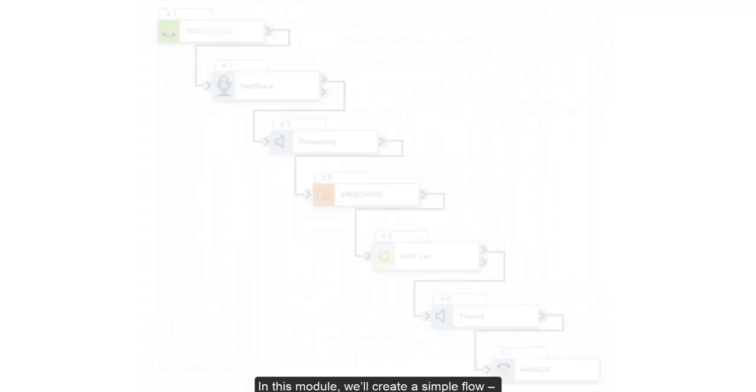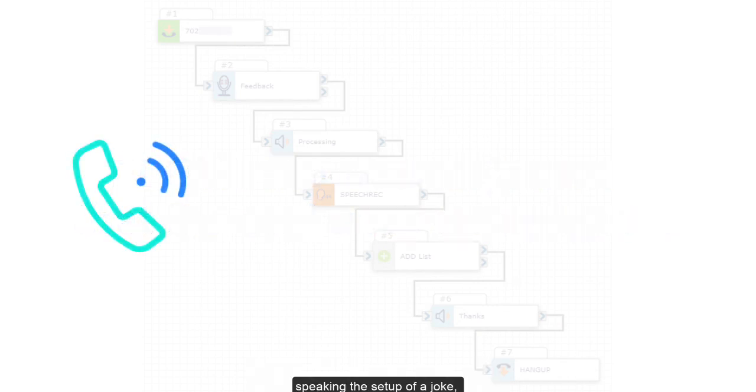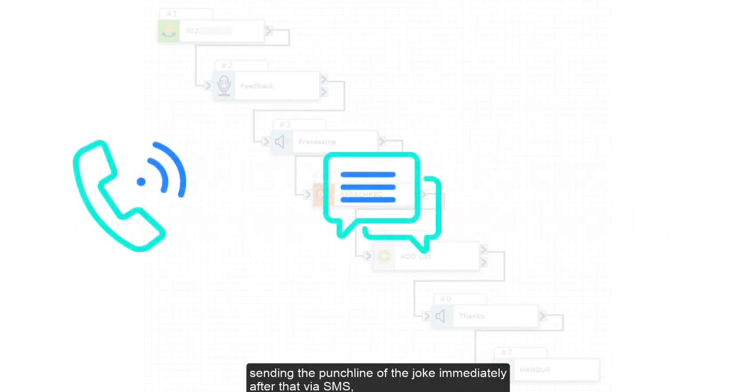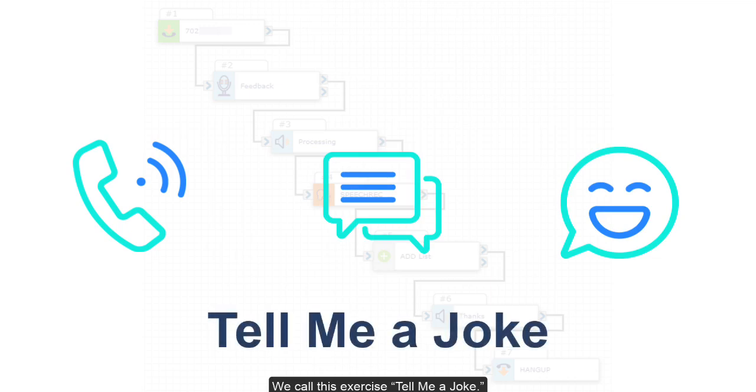In this module, we'll create a simple flow, the overall journey that the end user experiences. This flow will contact the user across multiple channels, speaking the setup of a joke, sending the punchline of the joke immediately after that via SMS, and finally, playing recorded laughter. We call this exercise, Tell Me a Joke.